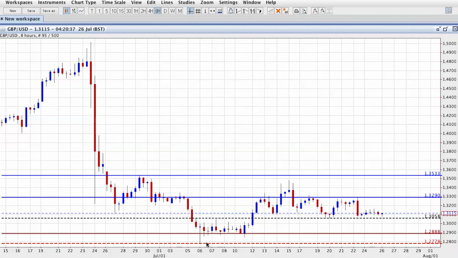Of course, the low on sterling that's been set on Brexit is currently sitting around 127.78, and if we lose that level, we can see some substantial losses, I think, and this is really the last line of defense on sterling.